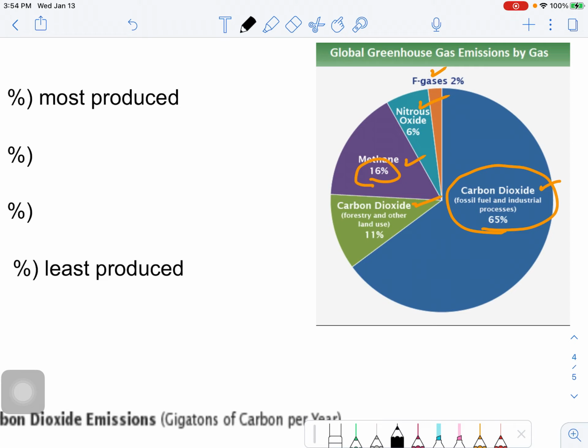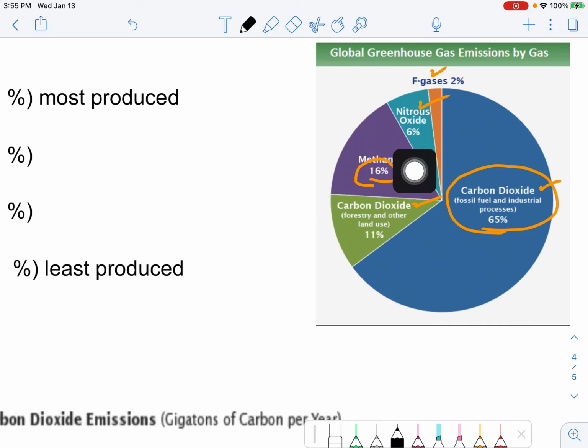Our number 3 is carbon dioxide again, but from a different source. This one is forestry and other land use, so that could be considered deforestation. That was the 11%. And then the bottom one, nitrous oxide here.